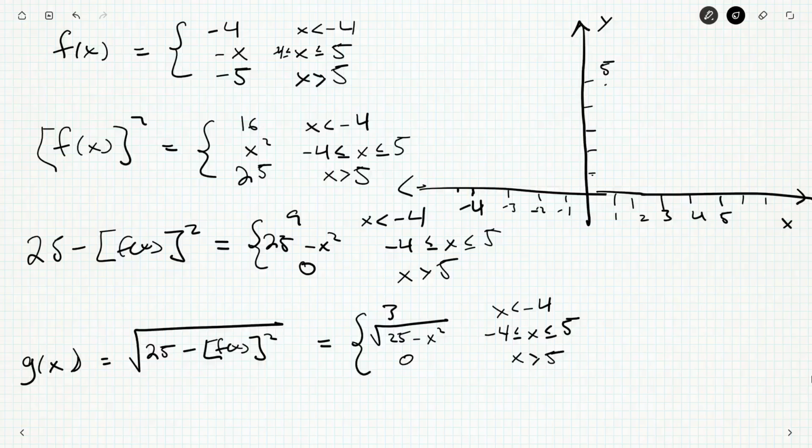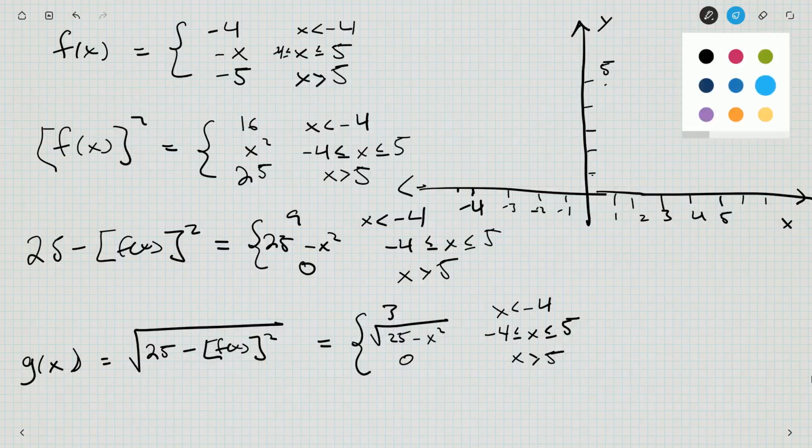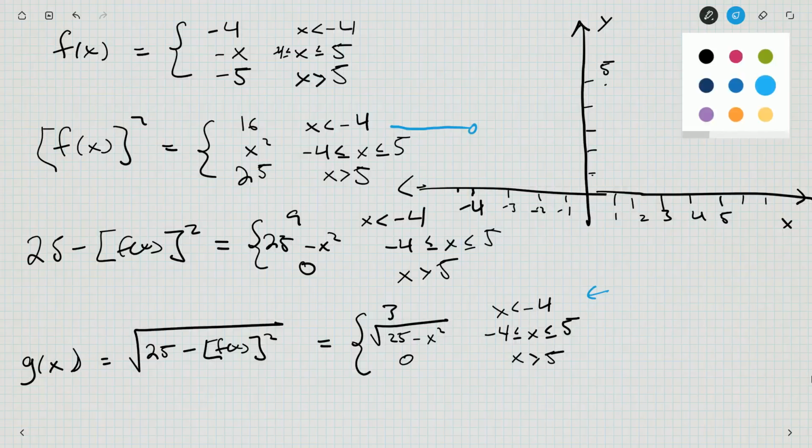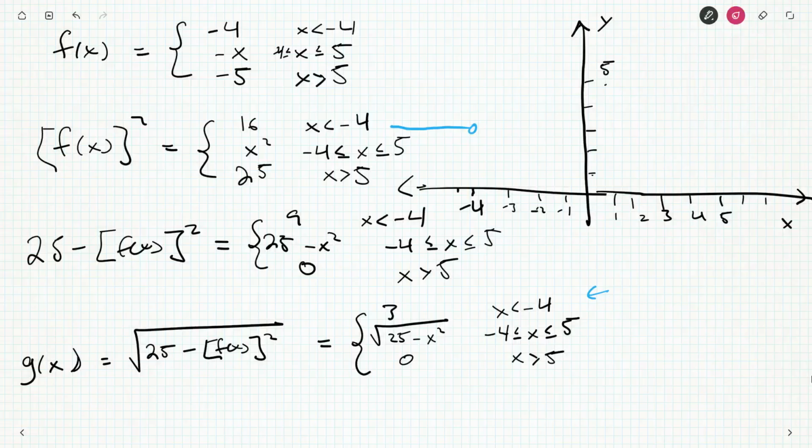Okay. So what have we got? Well, g is 3 when it's, we'll use some color here, when it's 4 or less. Actually, we shouldn't have this blue circle filled in. It should be open for a moment because we don't know what actually happens at 4. From 5 onward, it's 0.